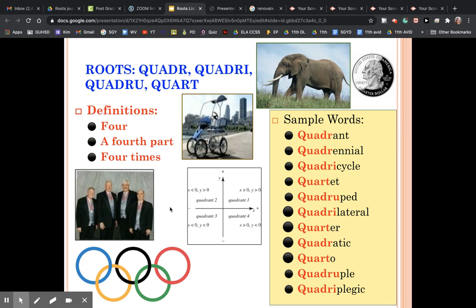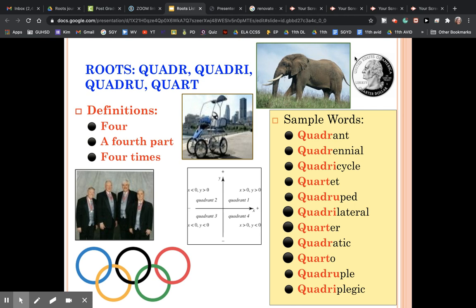Then we have quadruped, a 4-footed animal. An elephant is a quadruped because it has 4 legs. Quadrilateral is a flat shape with 4 straight sides. Quarter, one of 4 equal parts. For example, it takes 4 quarters to equal $1.